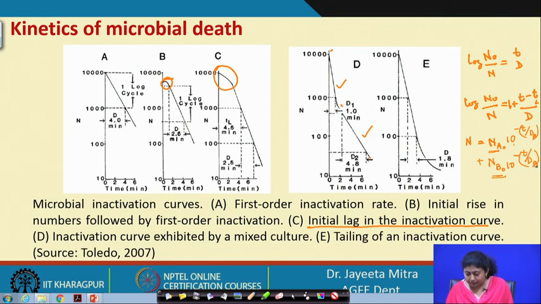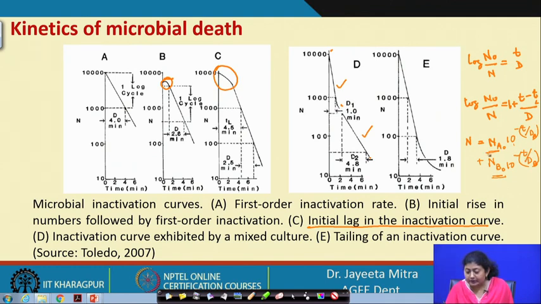So, when we consider that DB, since DB is higher, the thermal death time for the second microbe is higher, or if we consider it as D2 here, it is higher, then this second term does not have significance for the lower time period, when T is small.